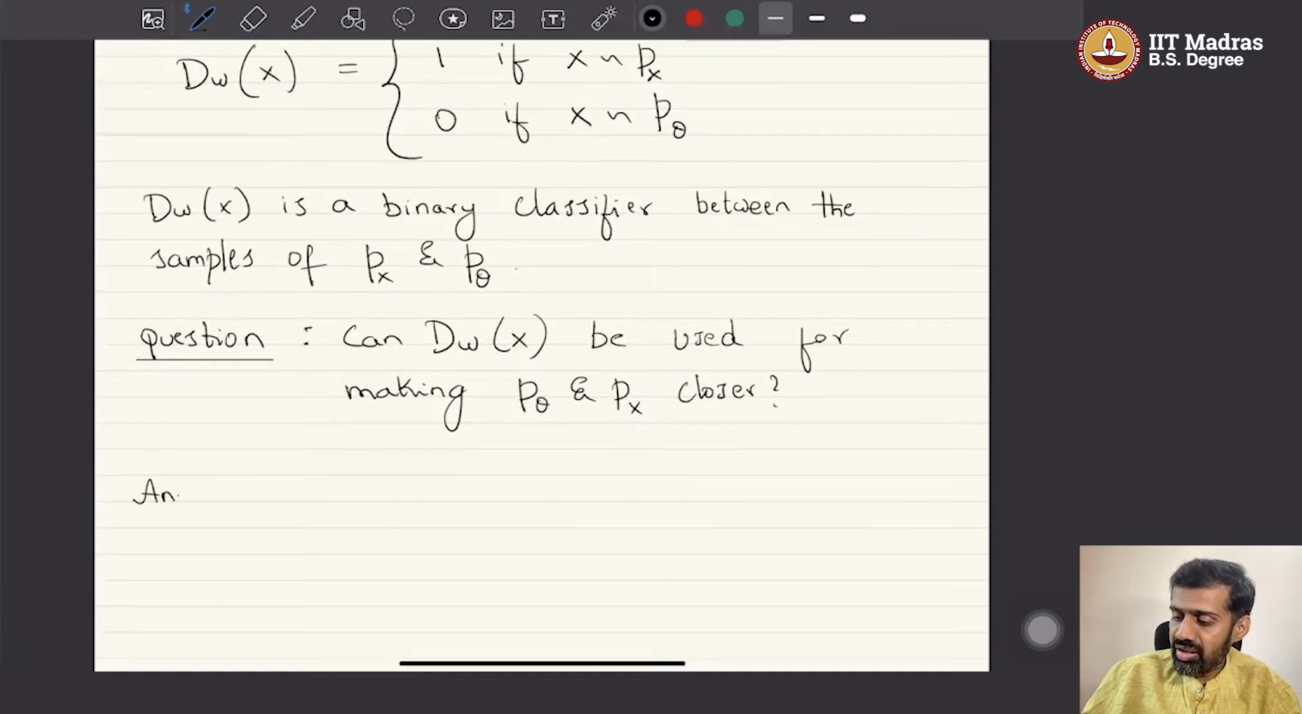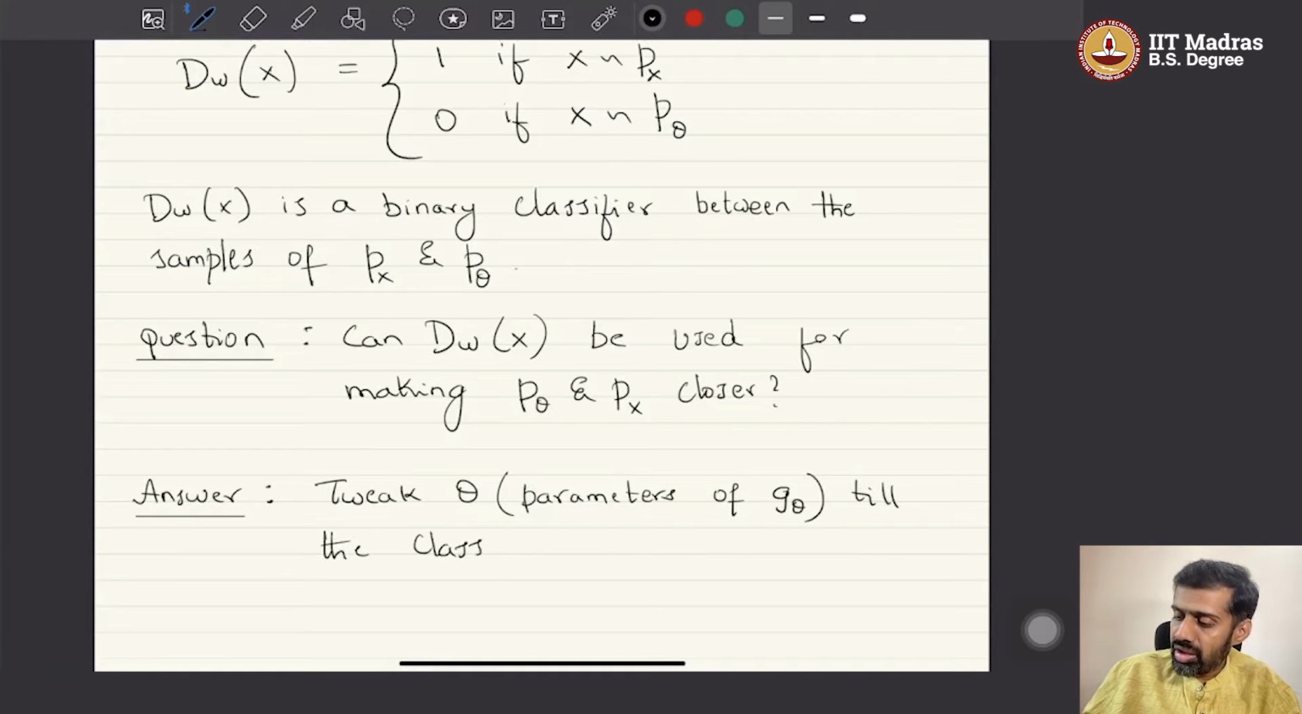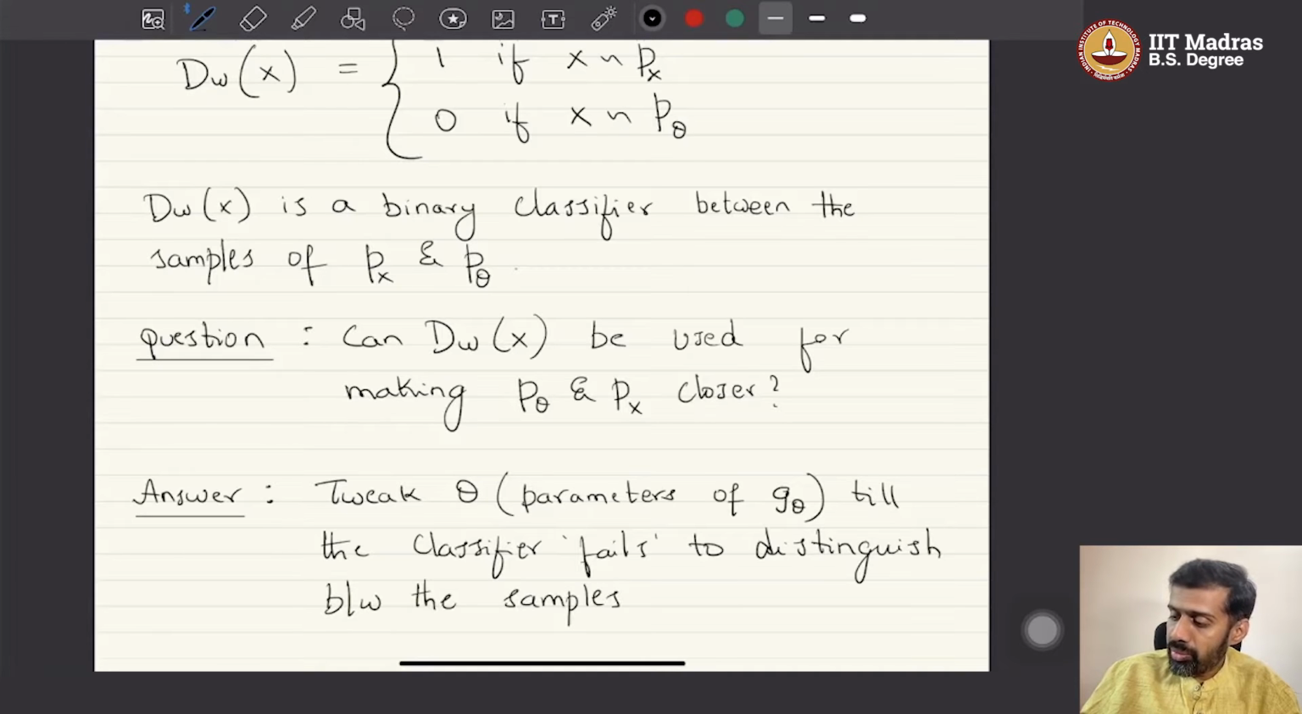So the answer is that, suppose you have a classifier, okay, now let's say that, so tweak theta, okay, which are the parameters of g_theta, till the classifier fails to distinguish between the samples of p_x and p_theta. Now this can be a strategy that can be used.